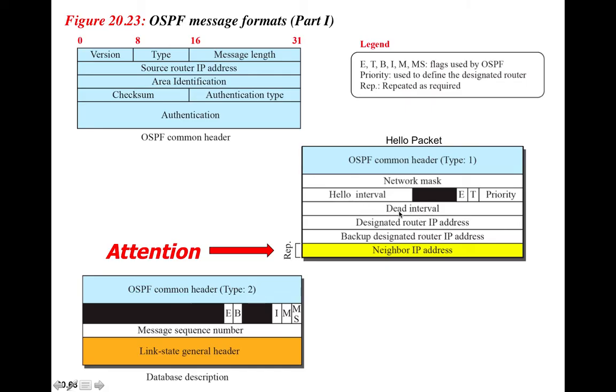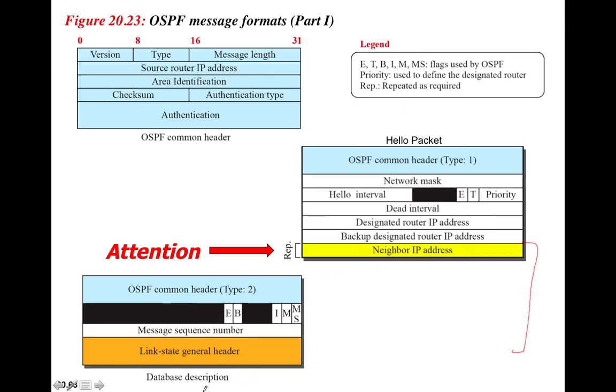Hello interval and dead interval, these two fields are the same for all routers within a given network. They will all have the same hello interval and dead interval. If you do have a designated router, you give the IP address in here. And if there's a backup designated router, you give it here. Now, this field that we see here will be repeated for all the entries in the forwarding table for this router.